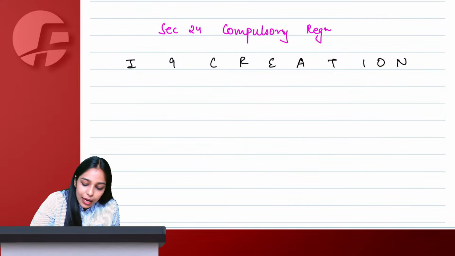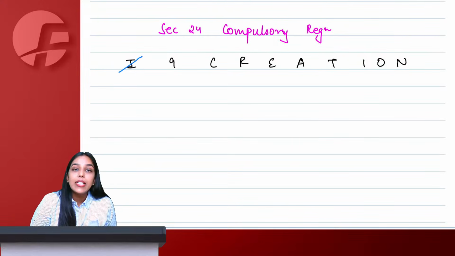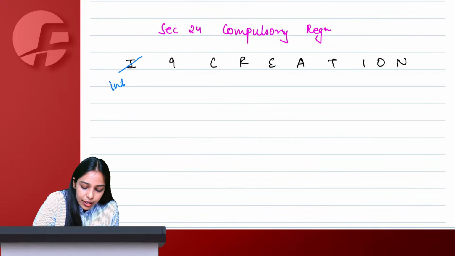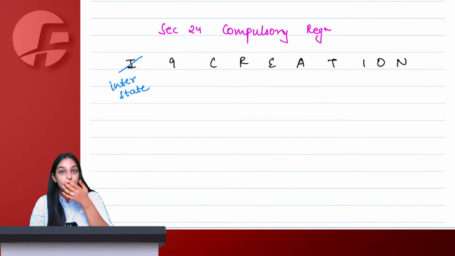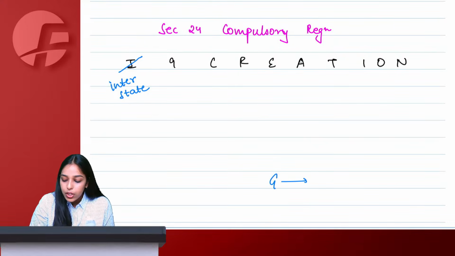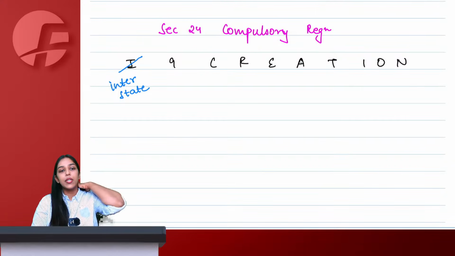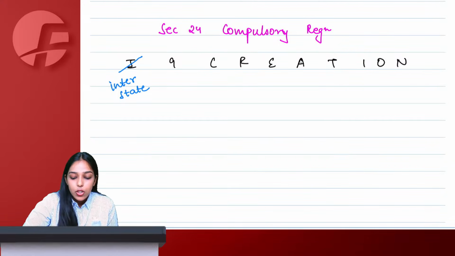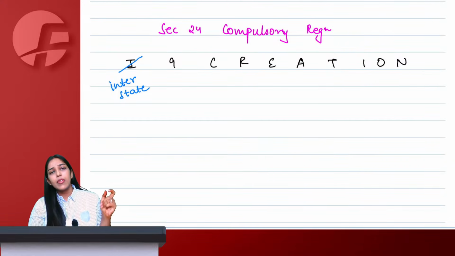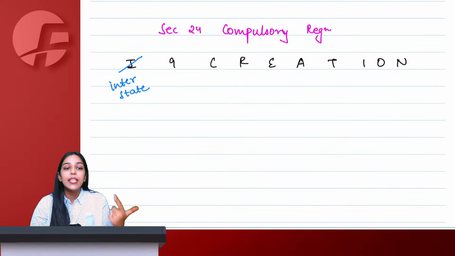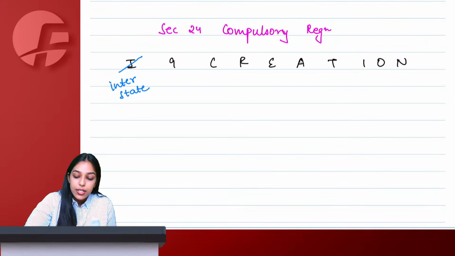I means any person who is making interstate supply will have to take compulsory registration. Even if you are doing a branch transfer interstate, from Gujarat to Maharashtra, sending goods to my own branch, I will still have to take compulsory registration. So any person doing any interstate supply will have to take compulsory registration under GST. But there are 2 exceptions to this.